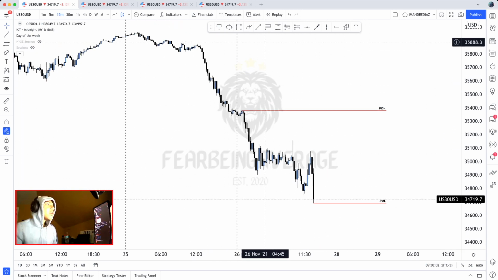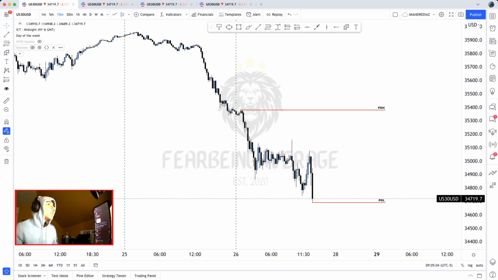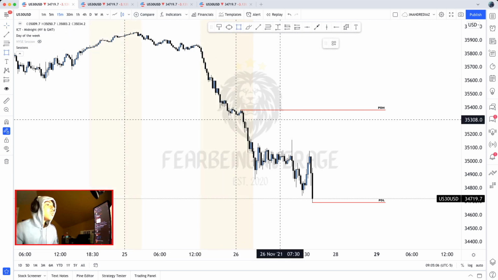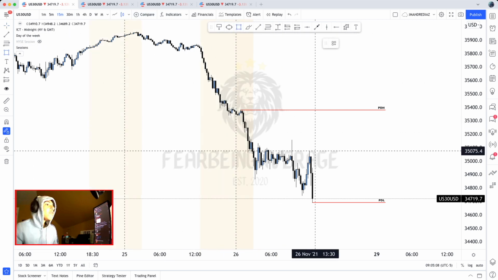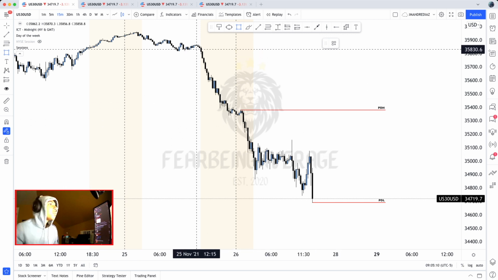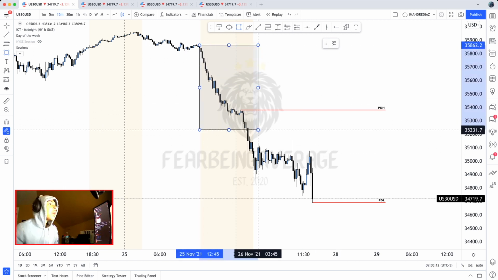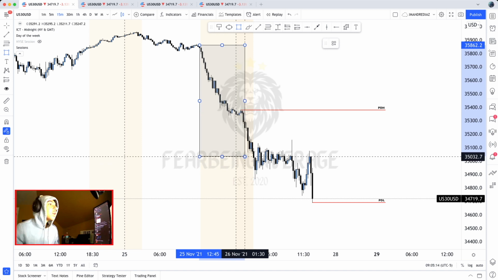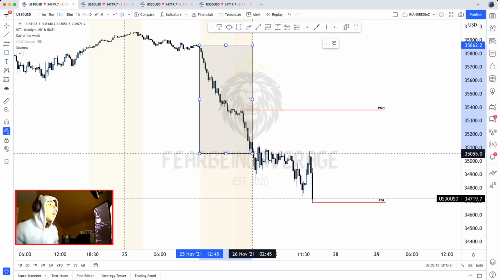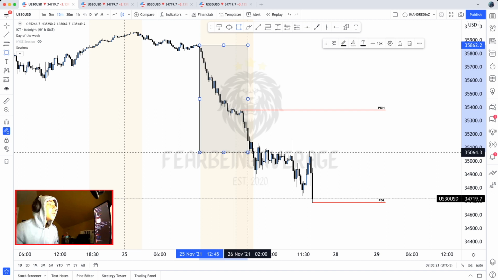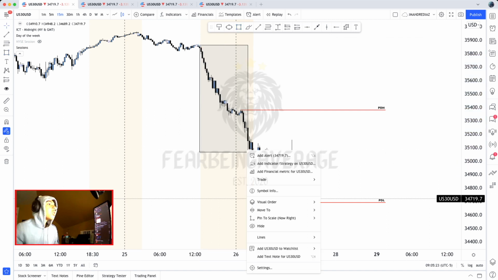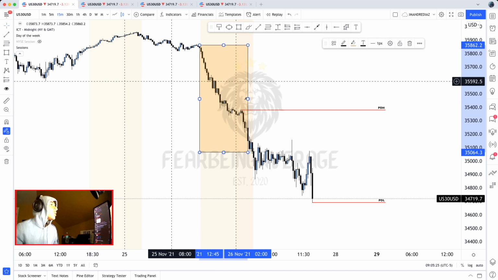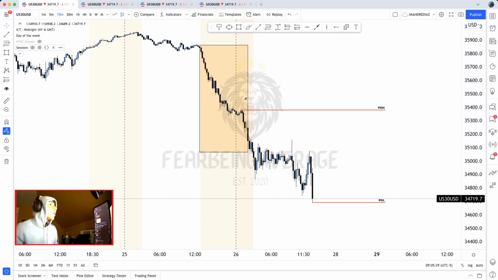Then the next thing I'm going to do is mark up Friday's previous Asian session. Matter of fact, it wouldn't even be from here. It would be from Thursday's, because Friday actually closed early and wasn't able to have that move. So I'm going to have it right here. Now I'm going to turn this orange because this is our Asian session. I'm going to get rid of the indicator.